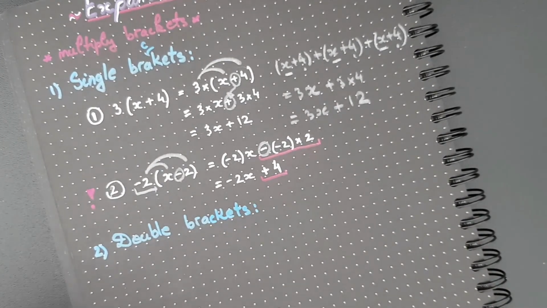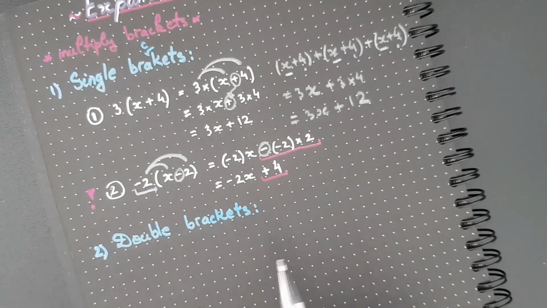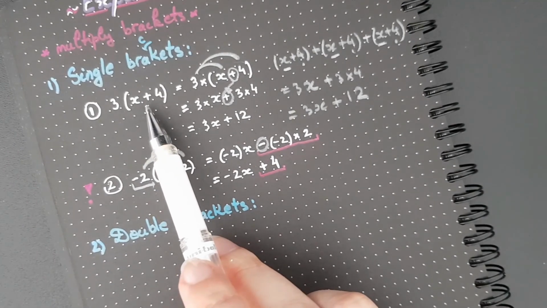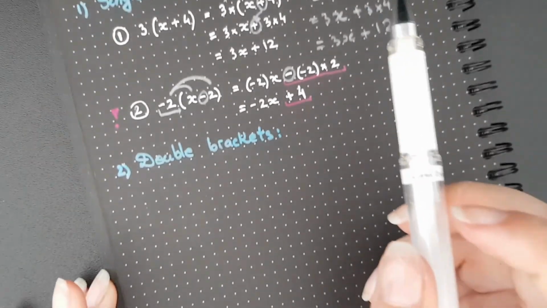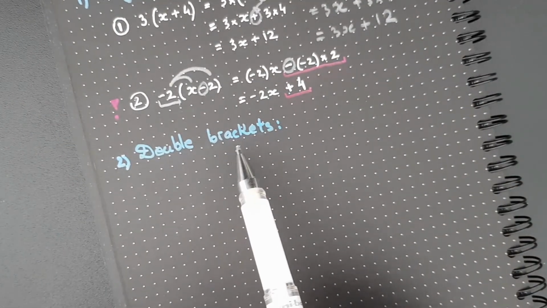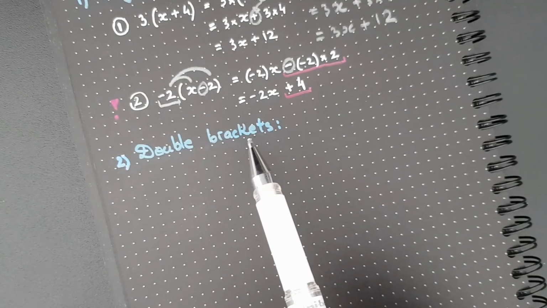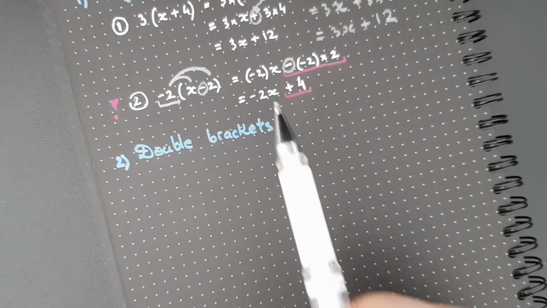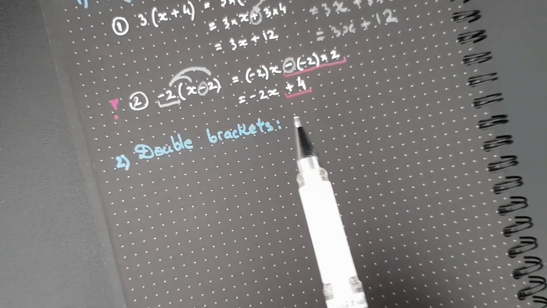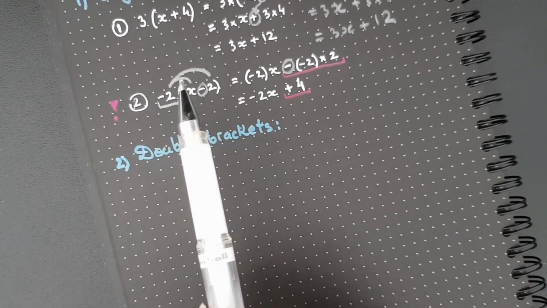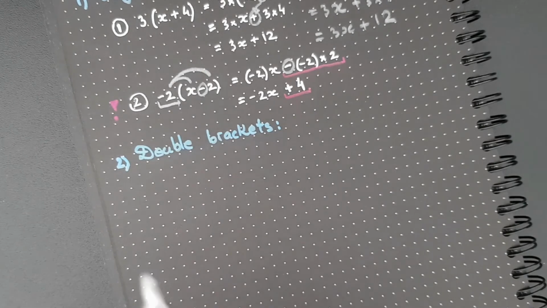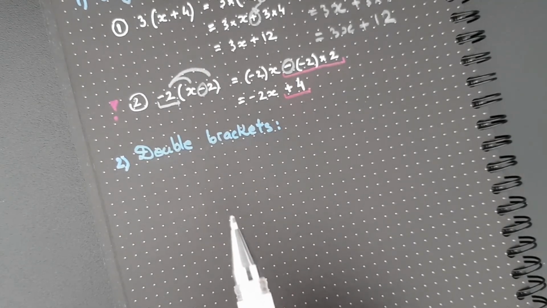So double brackets. Double brackets means you actually have 2 brackets multiplied by each other. If you understand this, you will understand how to do 3 brackets, 4 brackets, and so on. So this is the important bit. Obviously, this is going to be based on the single bracket we've done on the top.